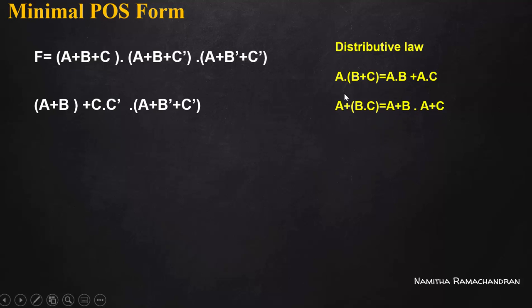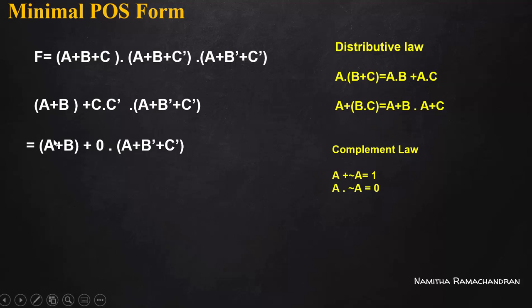So using this we can write like this, a plus the common term plus the remaining term using AND operation. That is a plus b is common here. So a plus b plus c and c complement. And this term write as it is here. So from the complement law, we know that a variable and its complemented form equal to 0. That is a plus b plus 0 dot this. Okay, that means a plus b dot, we can avoid the 0 and rewrite like this.